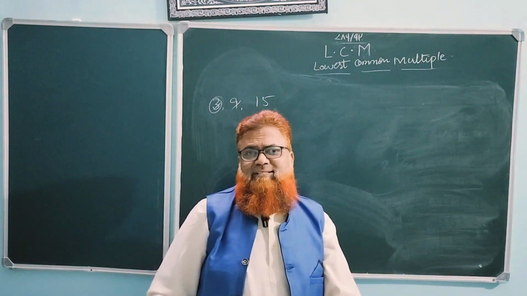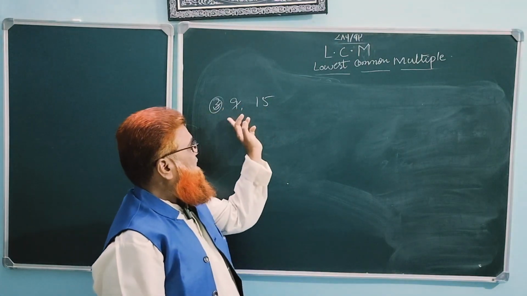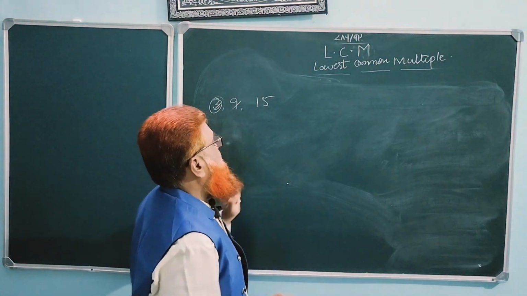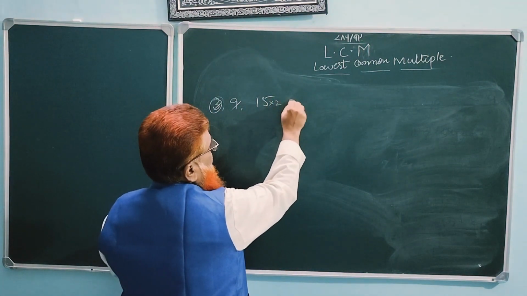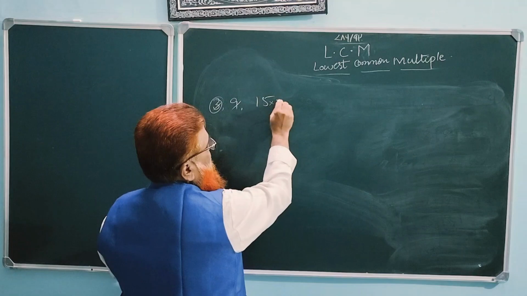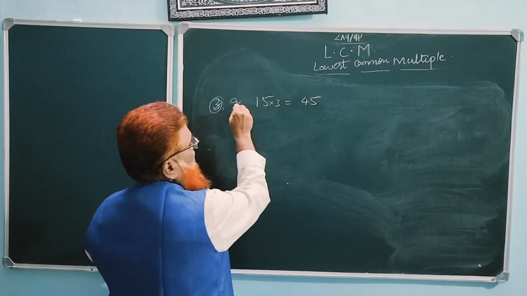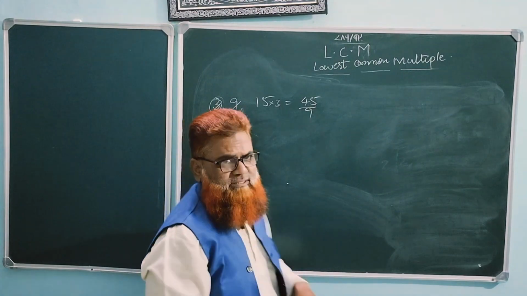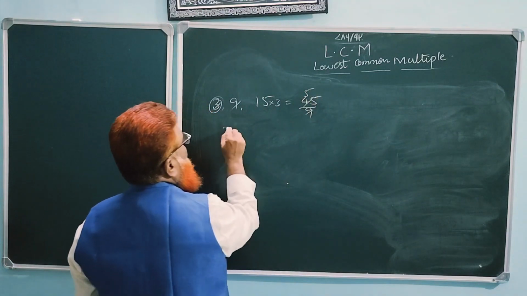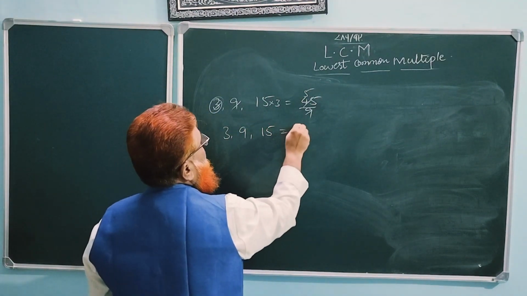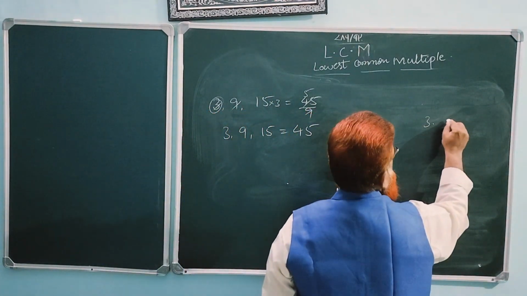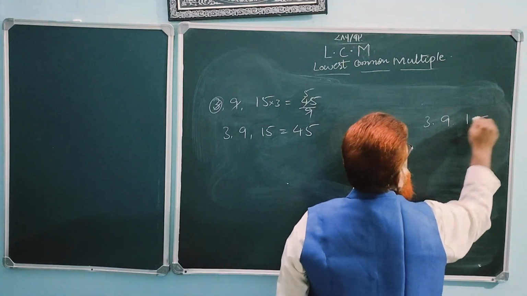As usual in my short trick, the method says that if it is not dividing this number, you find out some other multiple so that it is divisible. If I multiply 15 with 2, I get 30, and 30 is not divisible by 9. If I multiply 15 with 3, I get 45, then 45 is divisible by 9, isn't it? 9 ones are 9, 9 fives are 45. Therefore, the LCM of 3, 9 and 15 is 45.